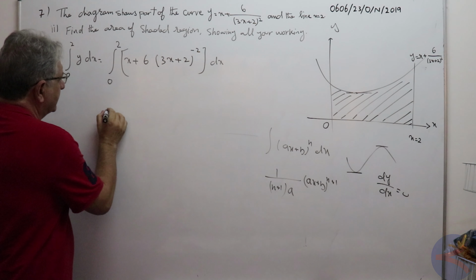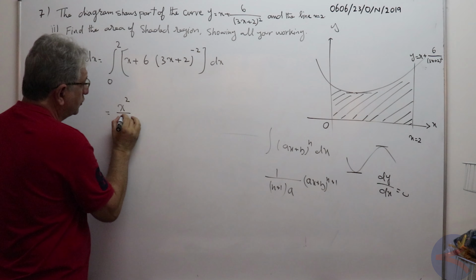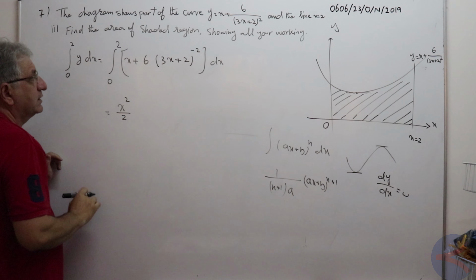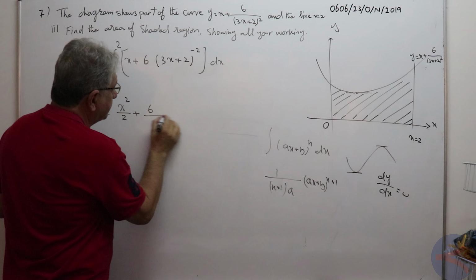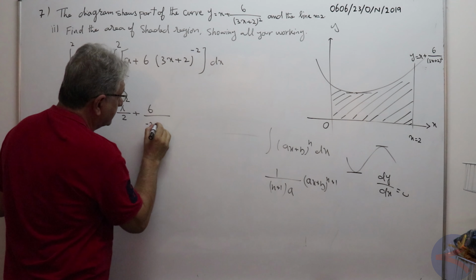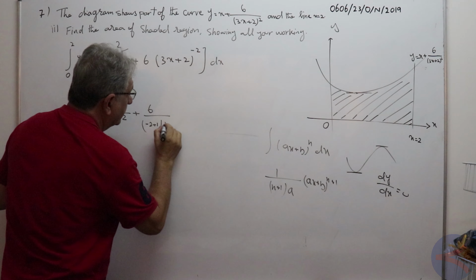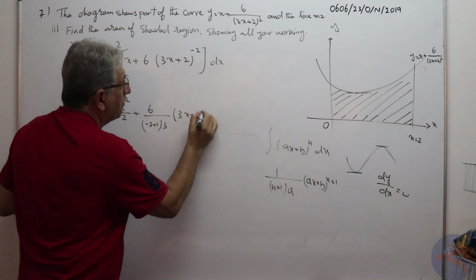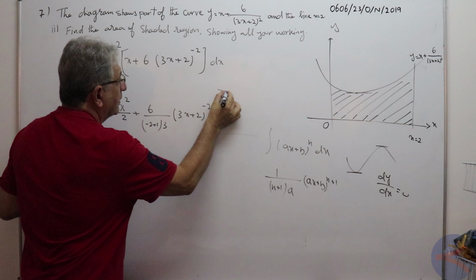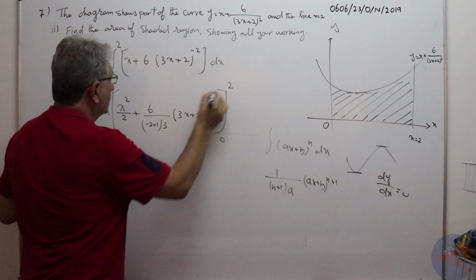This, I think, is a very simple part. This x is very simple. You can say x squared over 2. You are adding 1 to the power and dividing. And this 6 is there. Now, here, n is minus 2. Therefore, minus 2 plus 1. And a here is 3, times (3x plus 2) to the power of minus 2 plus 1. Therefore, this is the integration from 0 till 2.